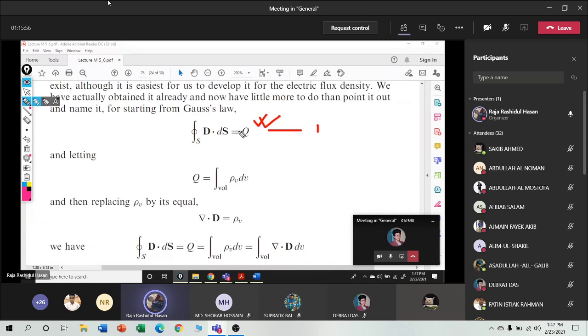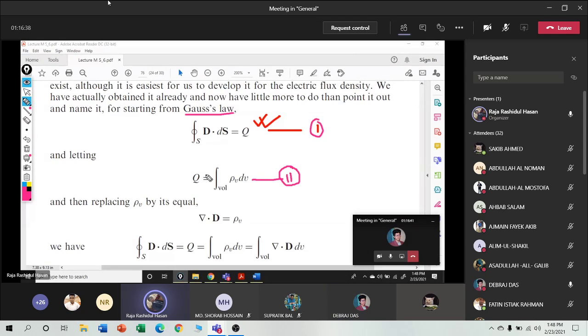Now what is the divergence theorem? Now come here. Look, we have seen this equation before, right? D dot dS equal to Q. Whose equation is this? Gauss's law, right? We know Gauss's law: Q equal to closed integration of D dot dS. This is number one. Another equation we have, do you see? Yes, sir. Another equation we have, that is Q equal to integration of rho v dv. Have you seen this equation before? Yes, sir.